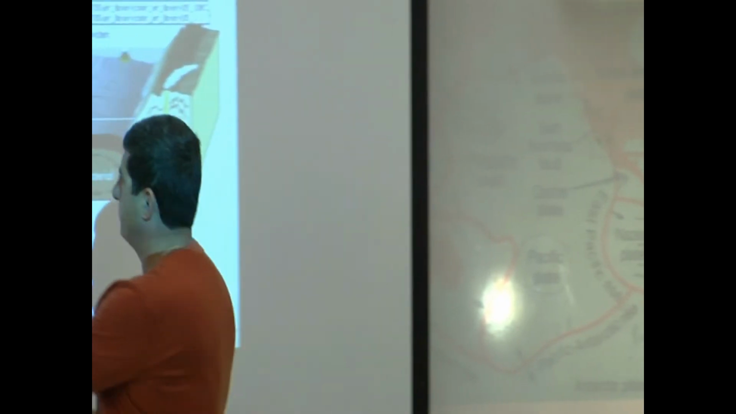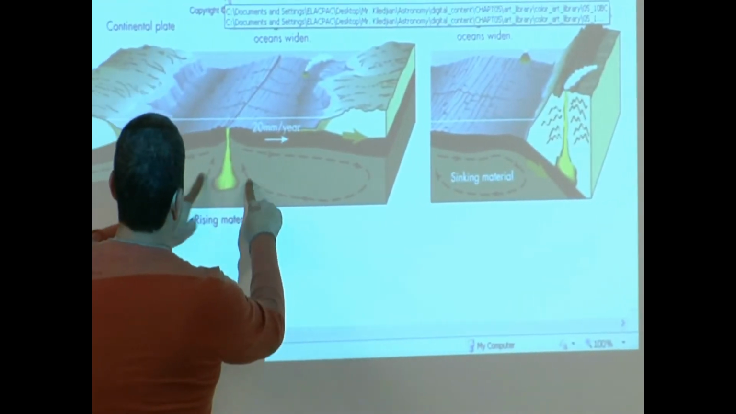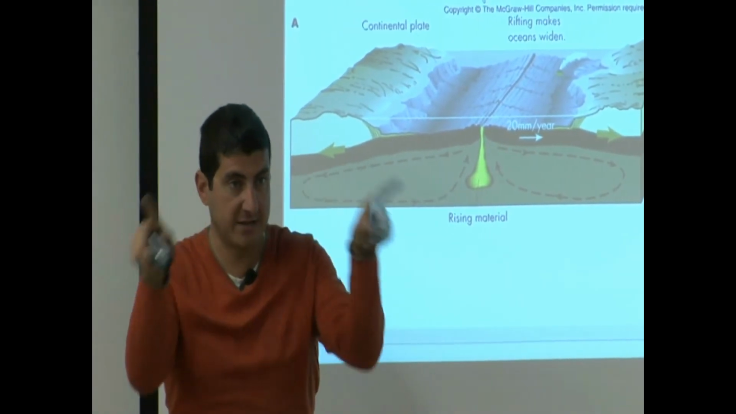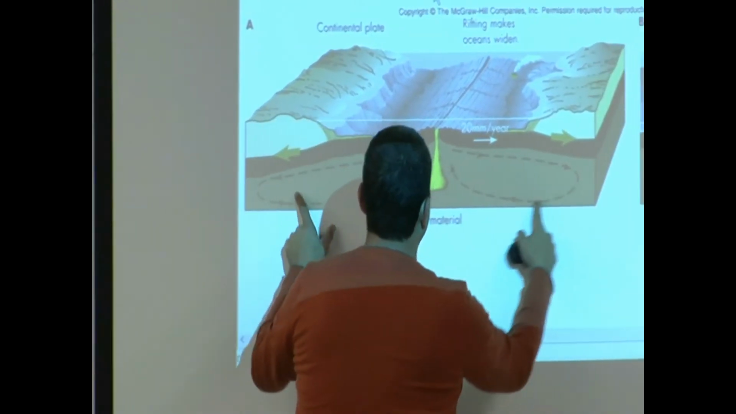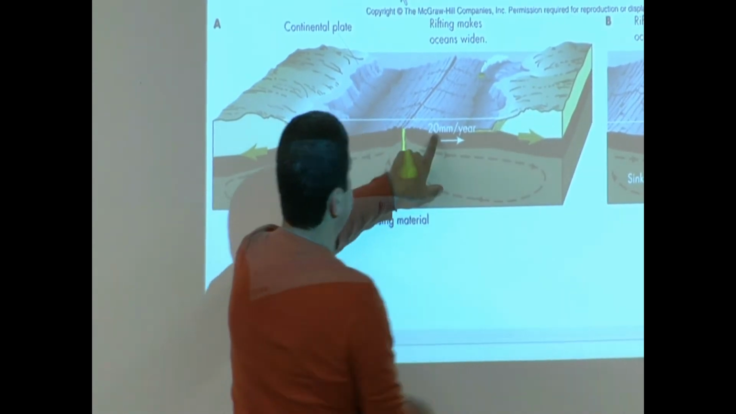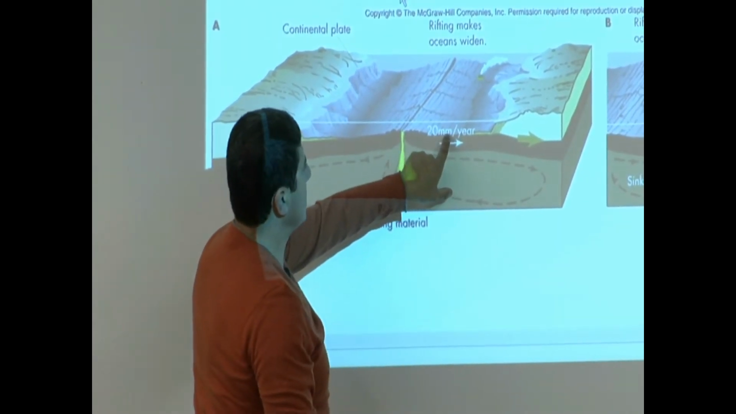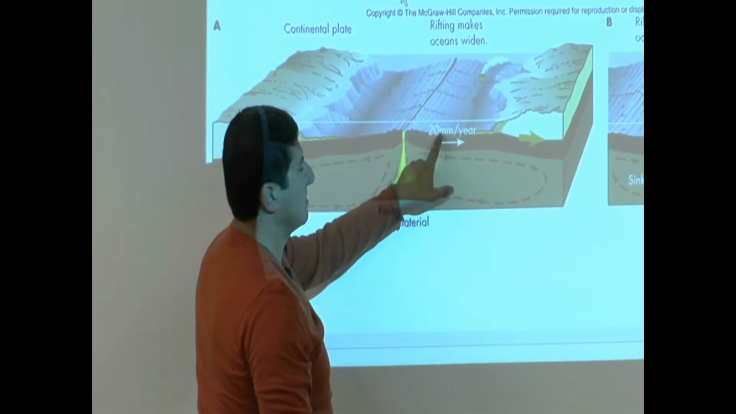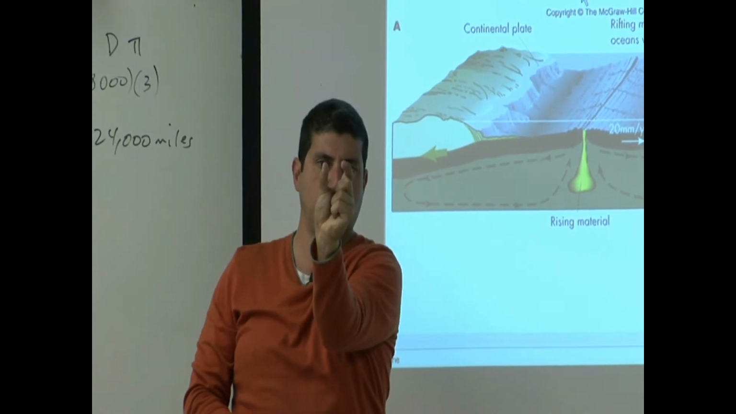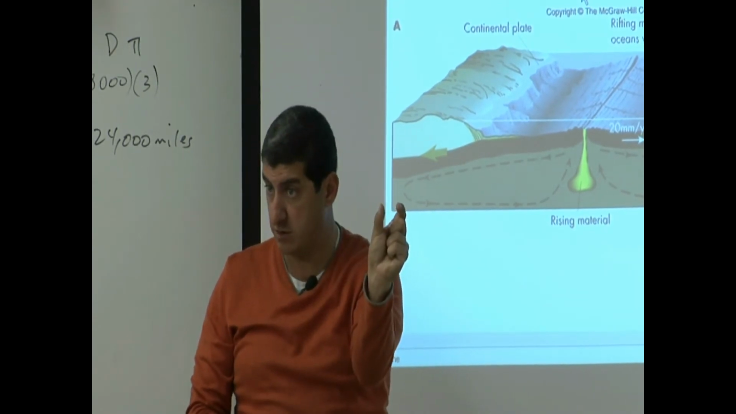You see here? It's coming. The new material, remember I told you about the convection currents in the mantle? The energy of that convection current pushes up, pushes the plates this way. How fast are the plates moving? 20 millimeters per year. That's 2 centimeters per year. That's about this much. That's still significant, you know.